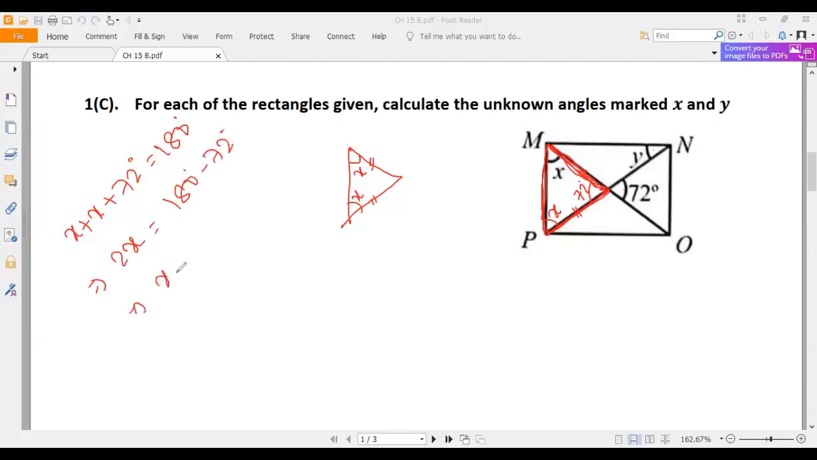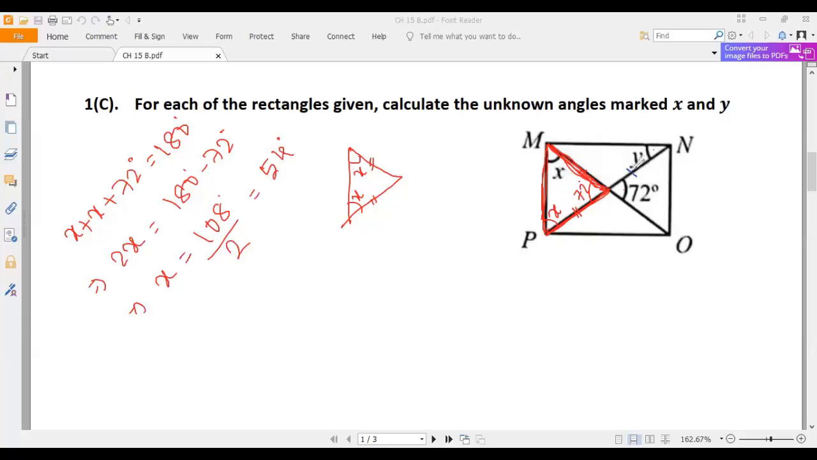So what will be the value of x? We need to subtract it at first. That is 8. We have 8. So 108 degree divided by 2. What is 108 by 2? That will be 54 degree. So the value of x will be 54 degree.